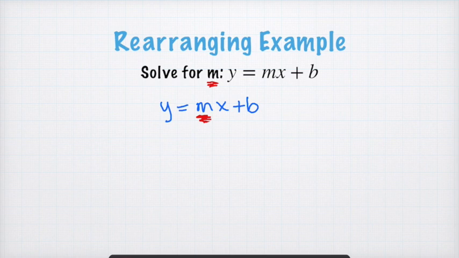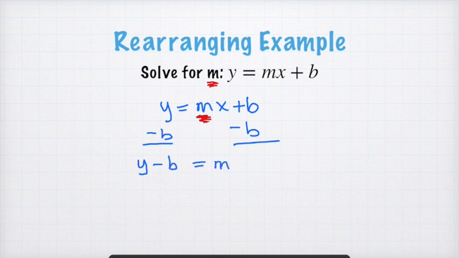So now let's try and isolate this variable. First thing that we're going to want to do is undo the easiest thing. The easiest thing that we can undo is this plus b. The way to undo addition is by subtracting. So we're going to subtract b from both sides, and we're going to get y minus b is equal to mx.